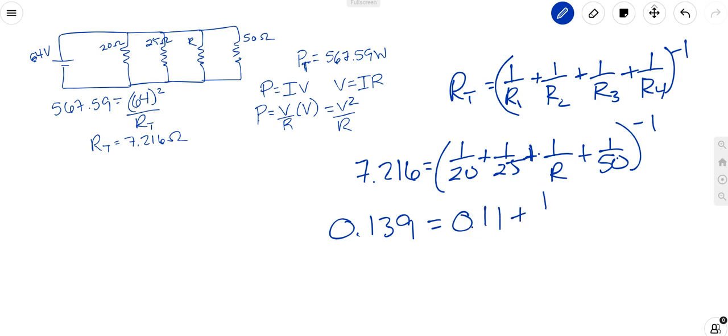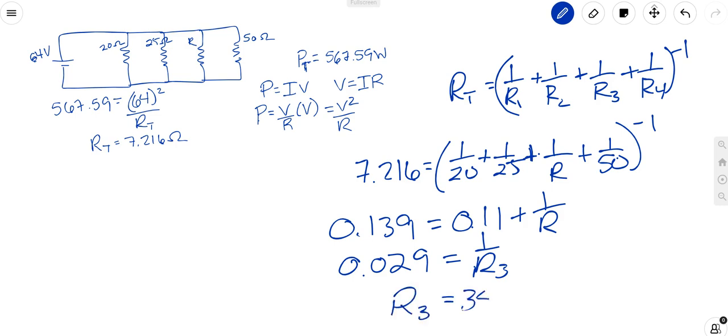So I want to subtract that from both sides, and that gives me 0.029. Now I've been doing this in my calculator, and as I'm writing only 3 decimal places, in my calculator I'm keeping all the values. So when I do this last step, which is the inverse of 0.029, keep in mind that in my calculator I kept the full decimal. So this will give me R3 is equal to 34.99 ohms.